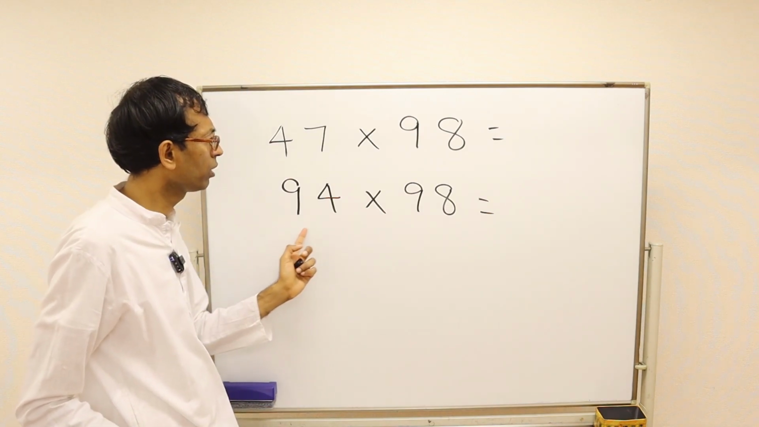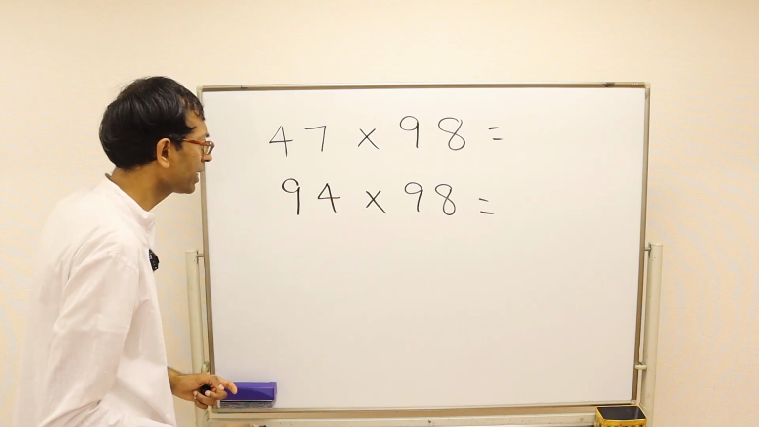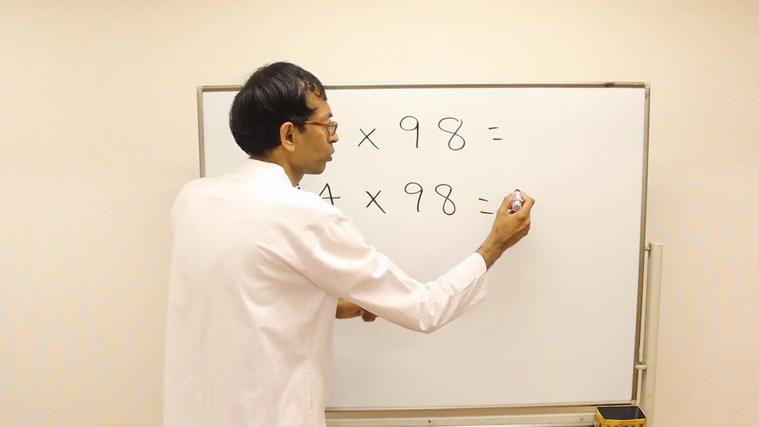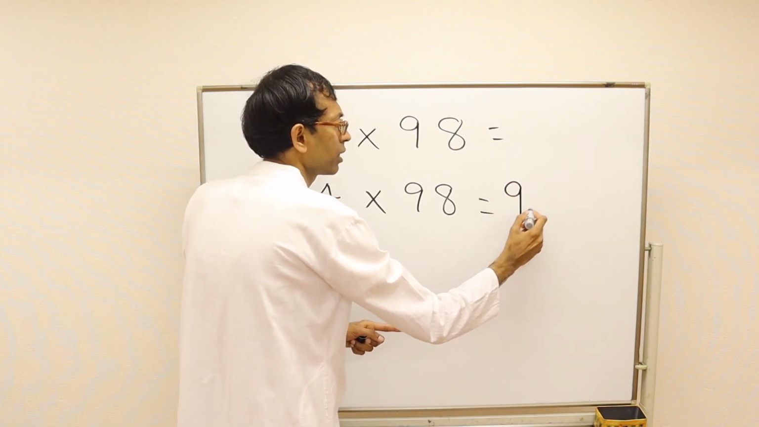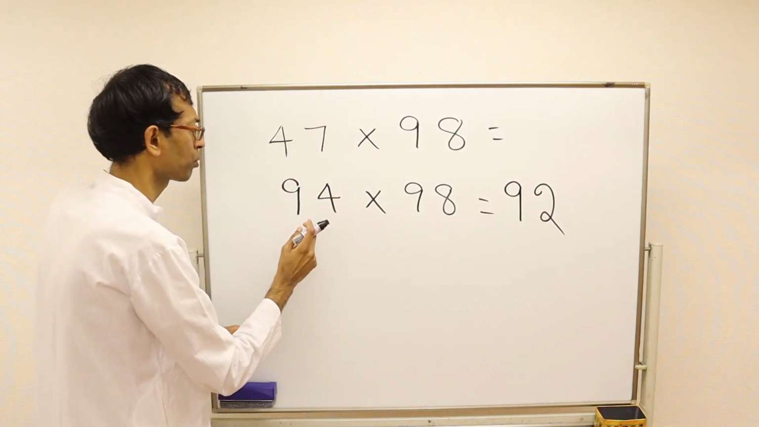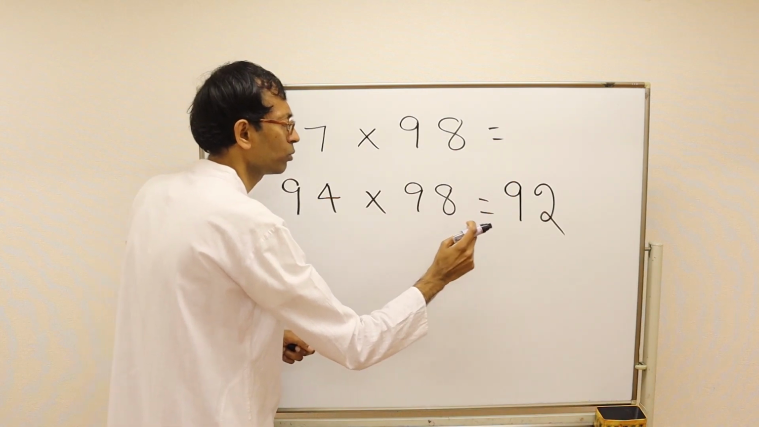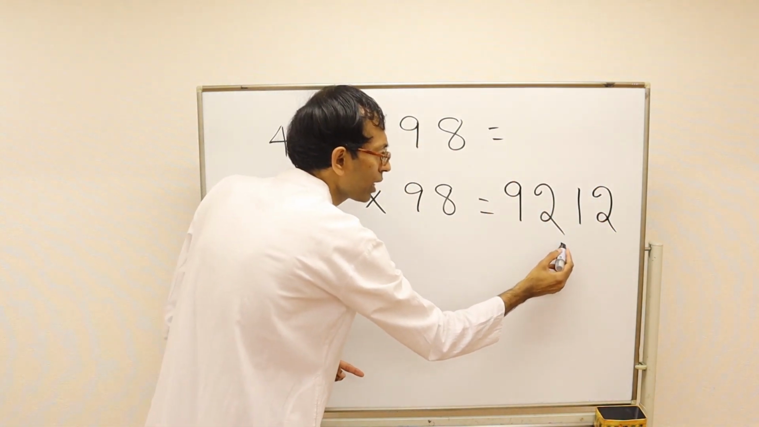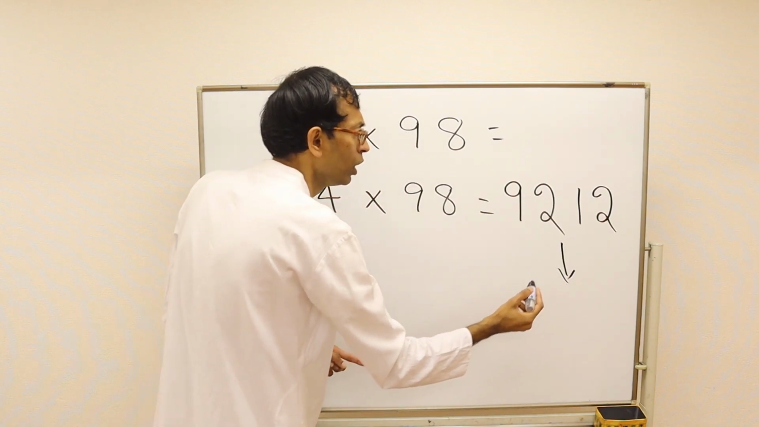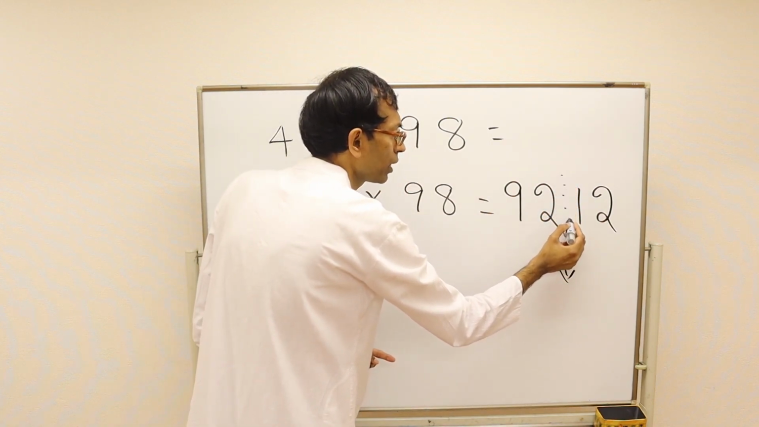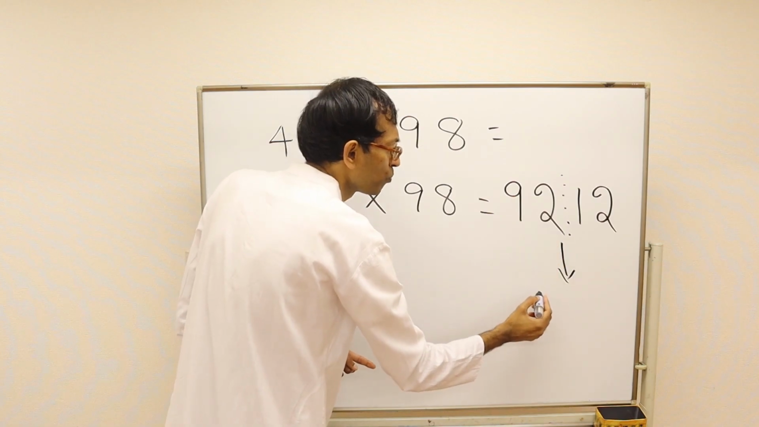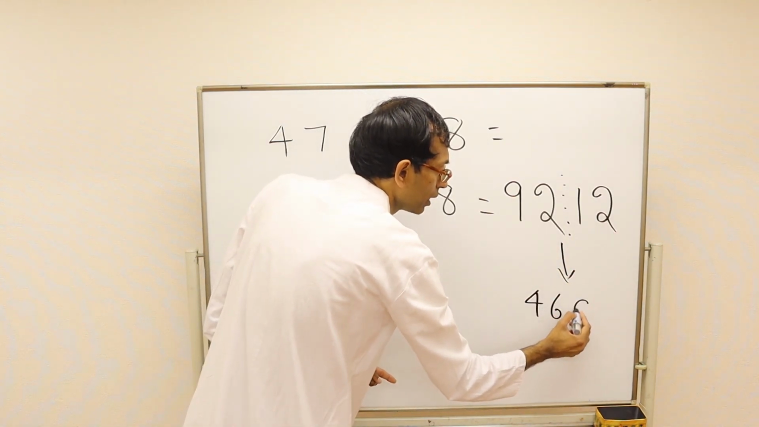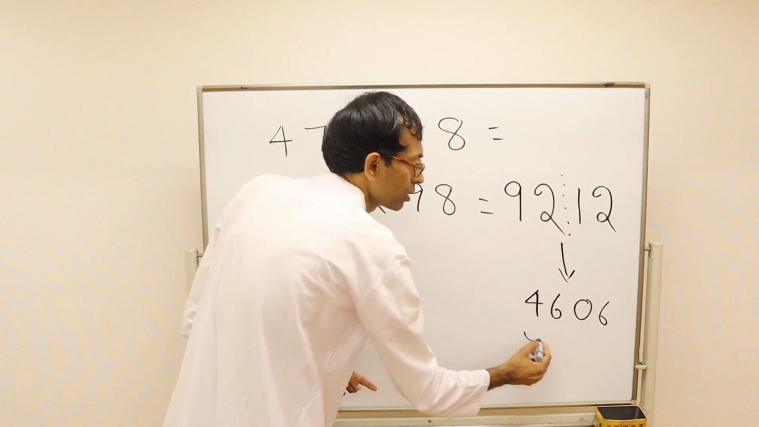So 94 times 98 is very easy. So 94 minus the proximity here, which is 2, is 92, and then the proximities are 6 and 2. So 6 times 2 is 12, and we have to half this number. You can use number splitting. Half of 92 is 46. Half of 12 is 06. This is your answer.